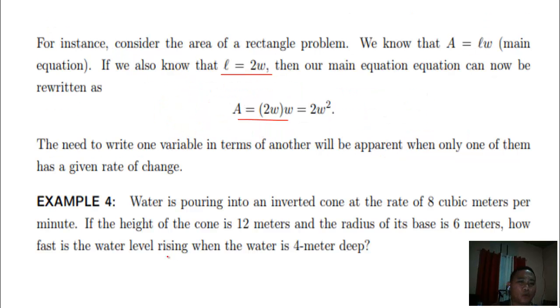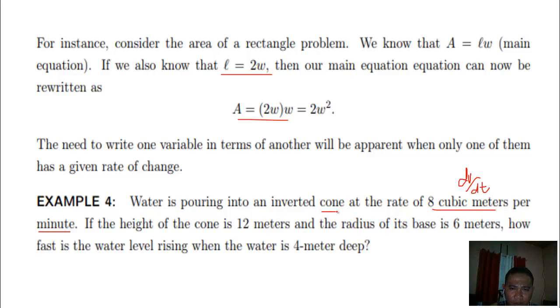Okay, example 4. Water is pouring into an inverted cone at a rate of 8 cubic meters per minute. So ito ay 8 cubic meters per minute. Ito ay dV over dt. Laruin natin yan. Bakit dV? Kasi volume po yan.